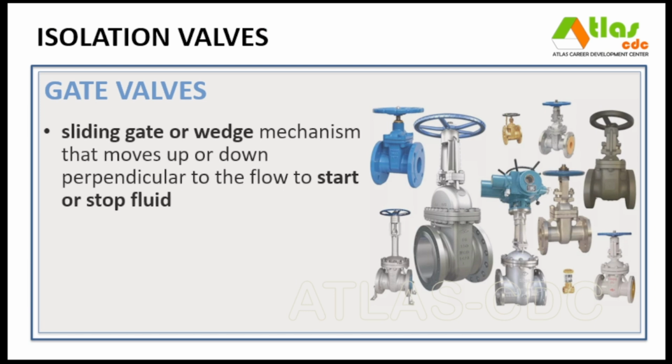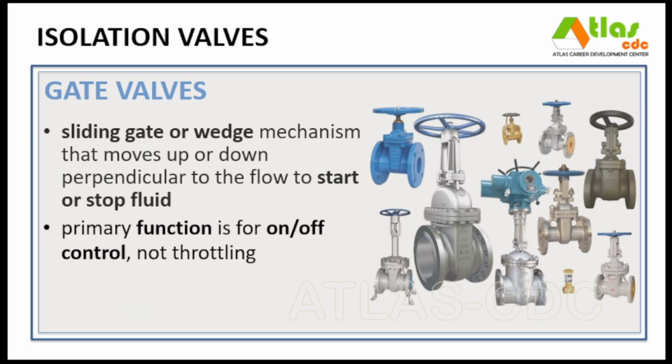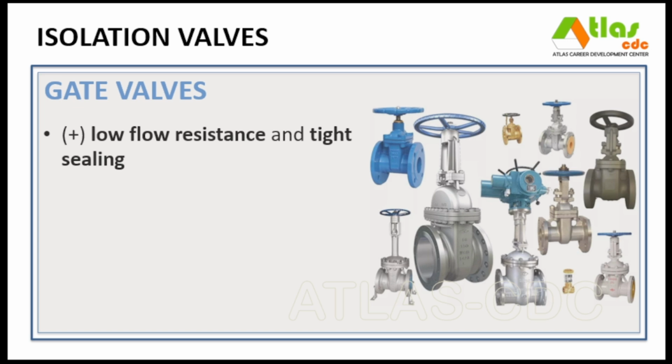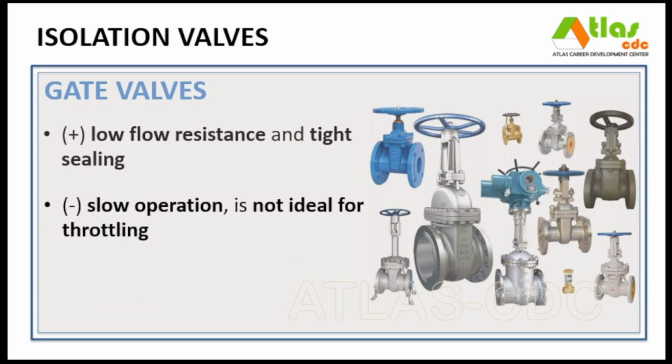A gate valve operates through a sliding gate or wedge mechanism that moves up or down perpendicular to the flow to start or stop fluid. Its primary function is for on and off control, not throttling. Gate valves are suited for large diameter pipelines and offer less pressure drop when fully open. Advantages include low flow resistance and tight sealing, especially for straight line flow. However, it has slow operation, is not ideal for throttling, and can jam if sediment builds up.